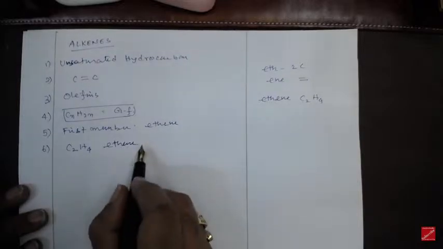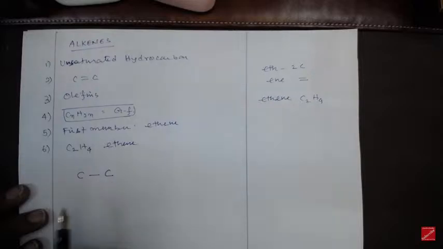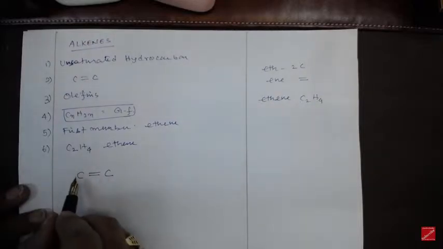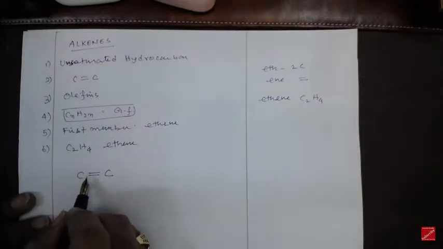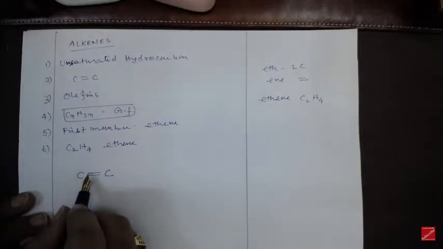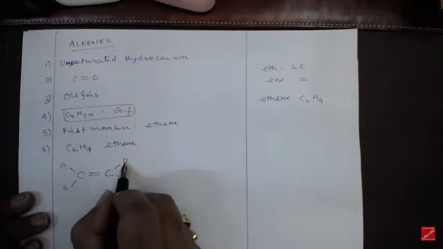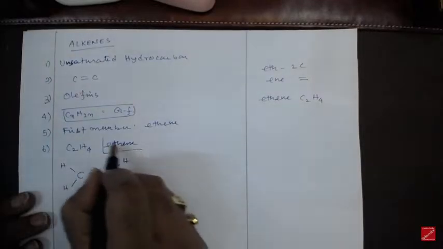This is the molecular formula. You can write down C, C, 2 carbons, and put a double bond. So the remaining, each carbon atom should have 4 valencies, 4 bonds. So it has got already 2 bonds, so you can put like this. So fill up with the hydrogen, so that you are able to get CH2 double bond CH2. So this is called ethene. Are you able to follow?